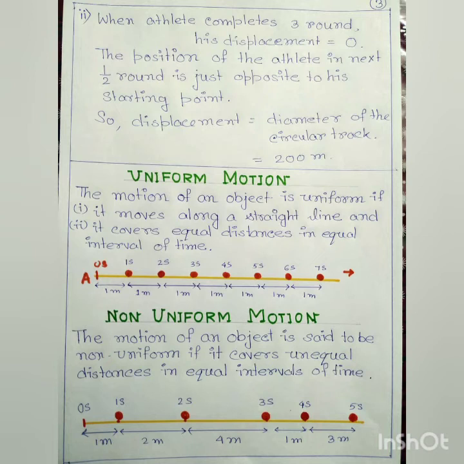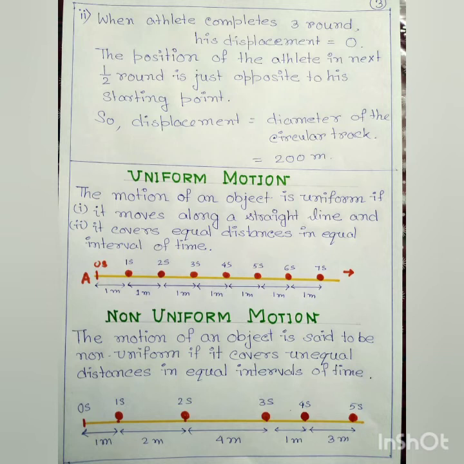Now let us start our next topic, that is uniform motion. So what is uniform motion, or when can we call a moving object's motion uniform? There are some conditions. If any moving object moves along a straight line and it always covers equal distances in equal intervals of time. Again, I am repeating, if the object moves along a straight line and covers equal distances in equal intervals of time. Now let us discuss.